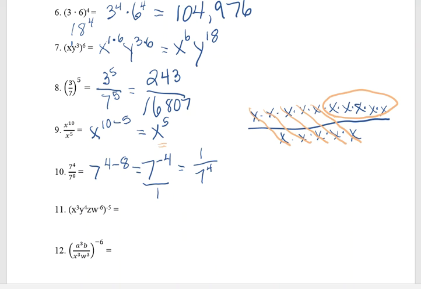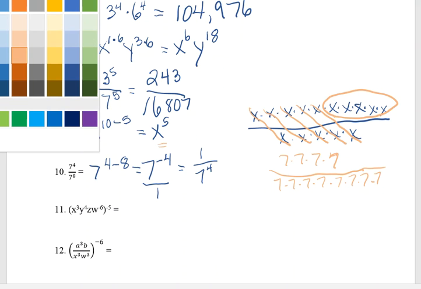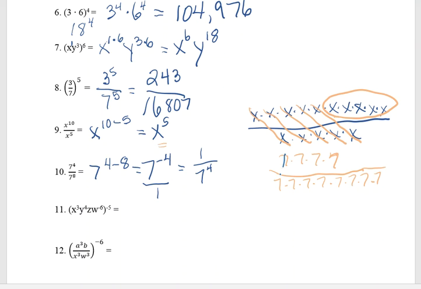Now if I do similar on number 10, the top has 4 7s. 1, 2, 3, 4. The bottom has 8 of them. 1, 2, 3, 4, 5, 6, 7, 8. So I'm going to switch back to my other color. Again, I'm canceling. If I have it on top and bottom, it cancels. Notice that on the denominator, I have 1, 2, 3, 4. That is how this happens. And since I can't leave the top blank, I put a 1 there to hold its position.